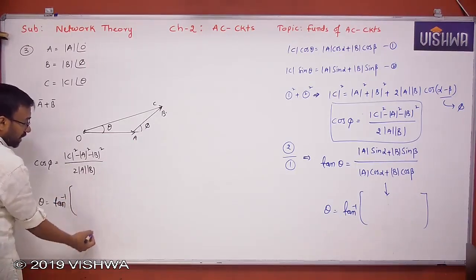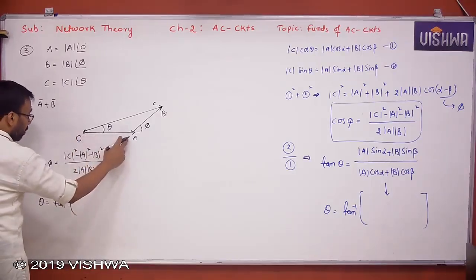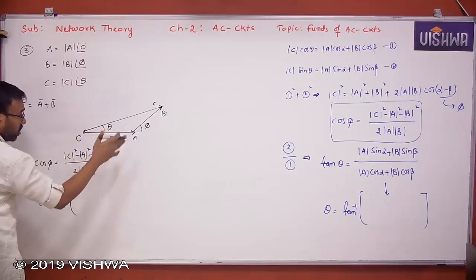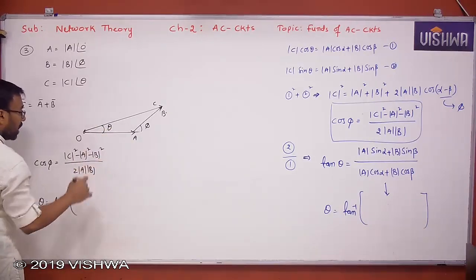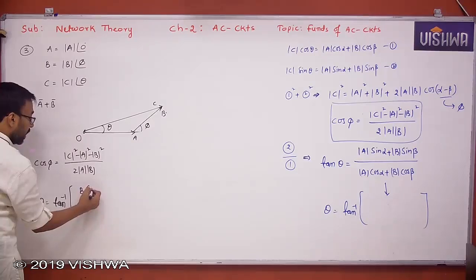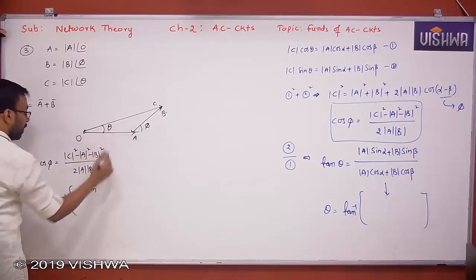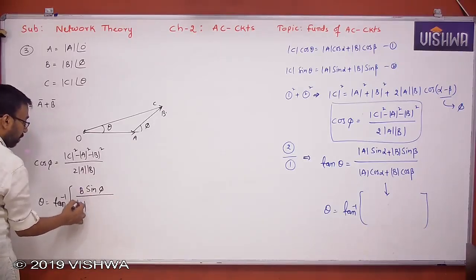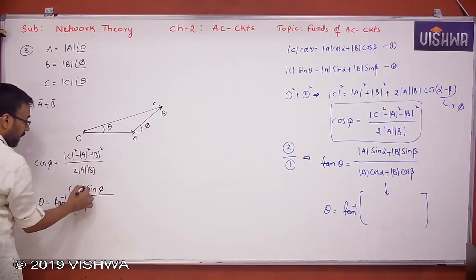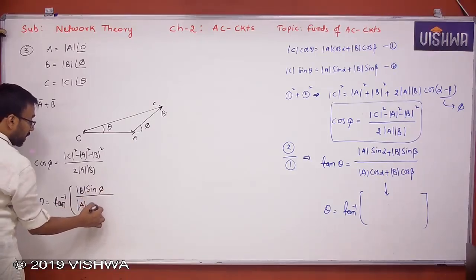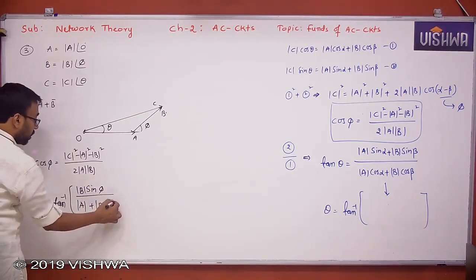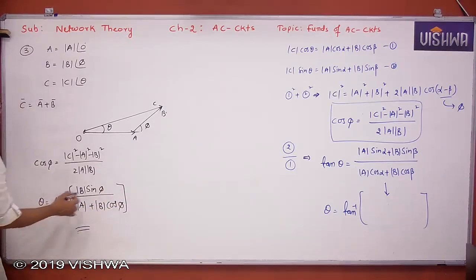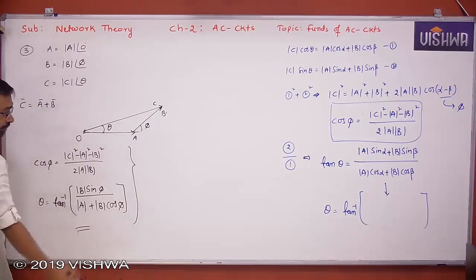So what do you get? Sum of vertical components by sum of horizontal components. So what is the vertical component of this particular phasor? There is no vertical component because it's making an angle 0. So sine 0 is 0. Only horizontal component, there is no vertical component. But B sine phi by, what is that you have? A, horizontal component, A only, that's it. Okay, so B sine phi and A plus B cos phi. That's it. So theta is equal to, this is what now, cos phi and then theta. That's it, you're going to get.